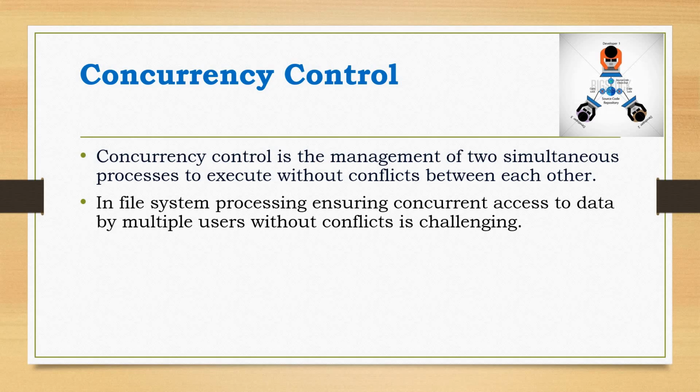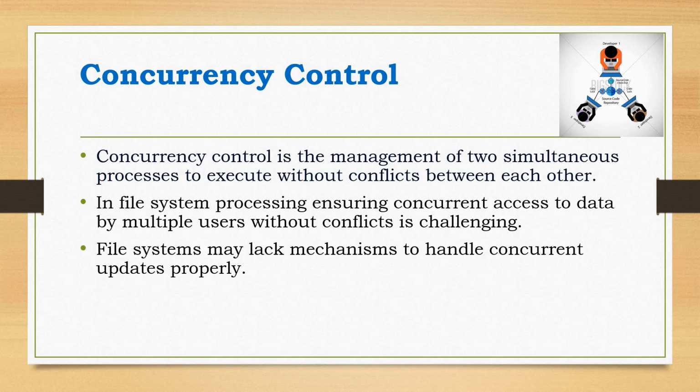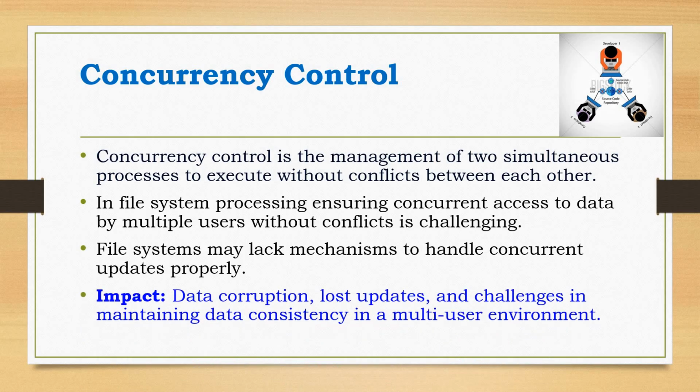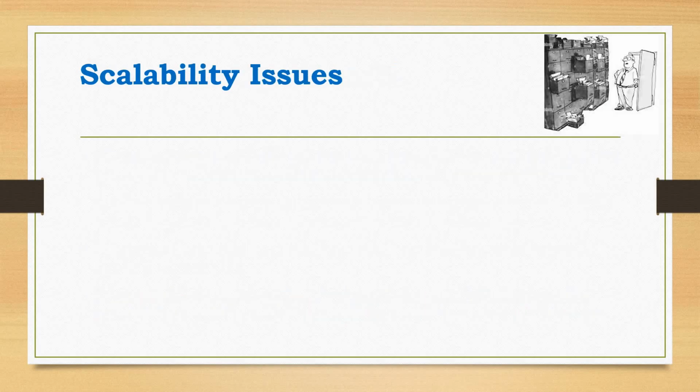In file system processing, ensuring concurrent access by multiple users without conflict is a huge challenge. The file system may lack a mechanism to handle concurrency control. Due to this, we may get data corruption, loss of updates, and challenges in maintaining data consistency in a multi-user environment.